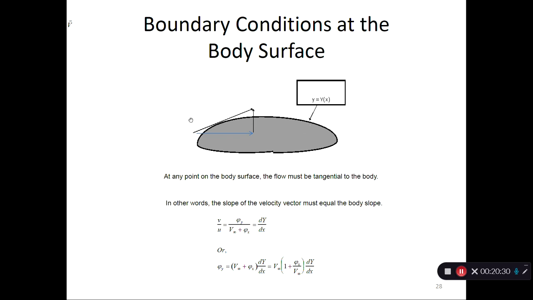But we do know that the flow has to be tangent to the surface. Flow cannot cross the boundary. That means there can be no normal velocity because it's a solid. So the slope of the streamline should equal the body slope. Now this is my x component of the velocity, which is u. This is the y component of velocity, which is v. Therefore v over u should equal the body slope. Flow slope equals the body slope. Now v is d phi dy. u is free stream velocity plus disturbance velocity.